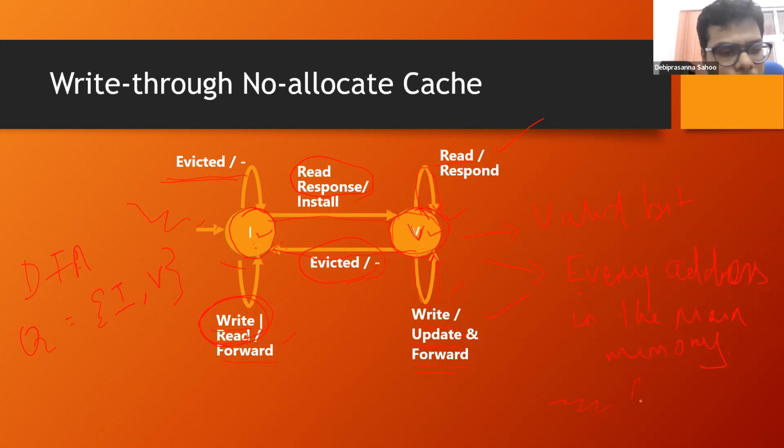So Q will be either I or V, then sigma will be what? Read, write, read response, or evict. Then the transition function can be represented using the state machine. Q0 is I, and F is both I and V.